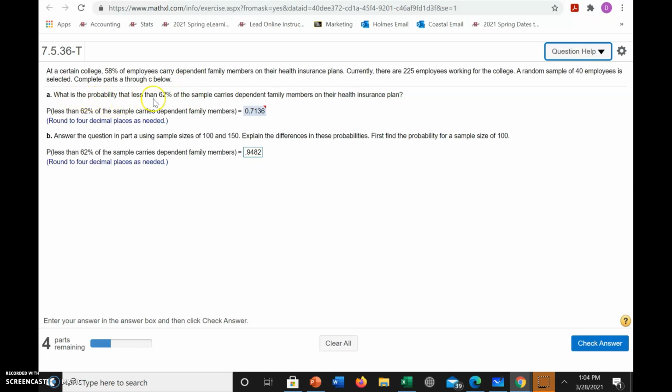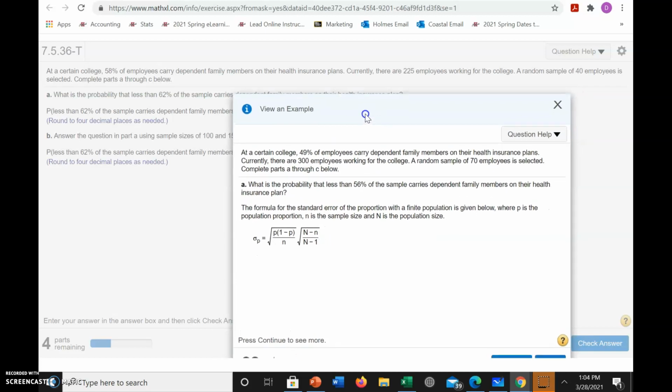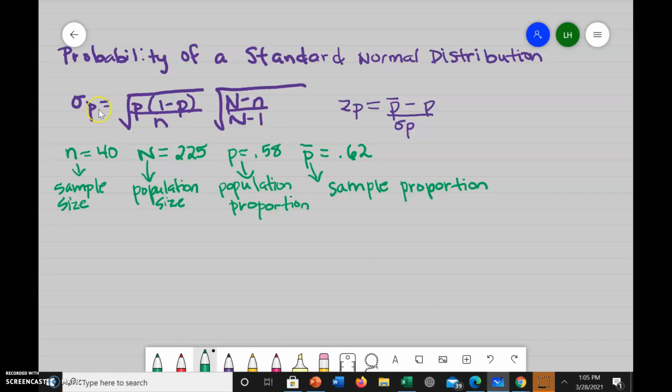So, what is the probability that less than 62% of the sample carries dependent family members on their health insurance plans? If you click on question help just to see the formula, we are looking at a proportion here, because it's asking you to find the probability of a percentage of the sample. So first we need to calculate the standard error of the proportion. I have already put the formula up here, and that is going to be step 1.